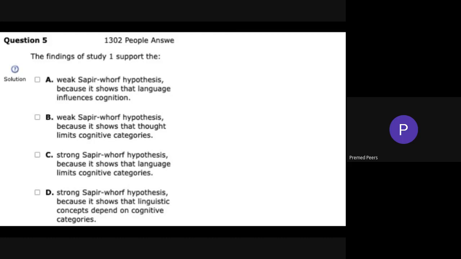Yeah. So A is correct because the strong Sapir-Whorf hypothesis says language determines cognition fully, whereas the weak one says language impacts or is another factor that influences cognition. So study one is definitely not that intense where it's saying language totally determines cognitive characteristics, but it does mention how bilingualism modulates cognitive decline. So that's the same thing as saying influences it. So that was the last question.